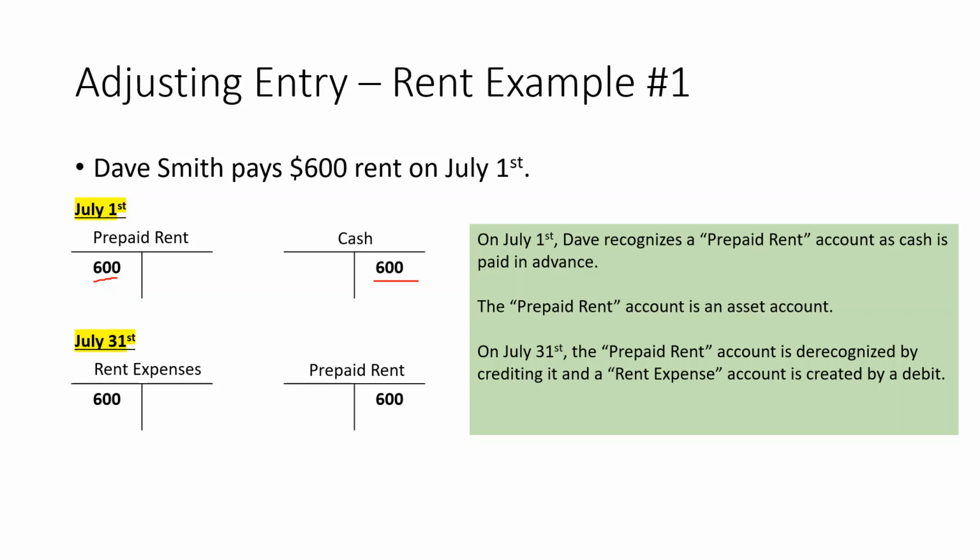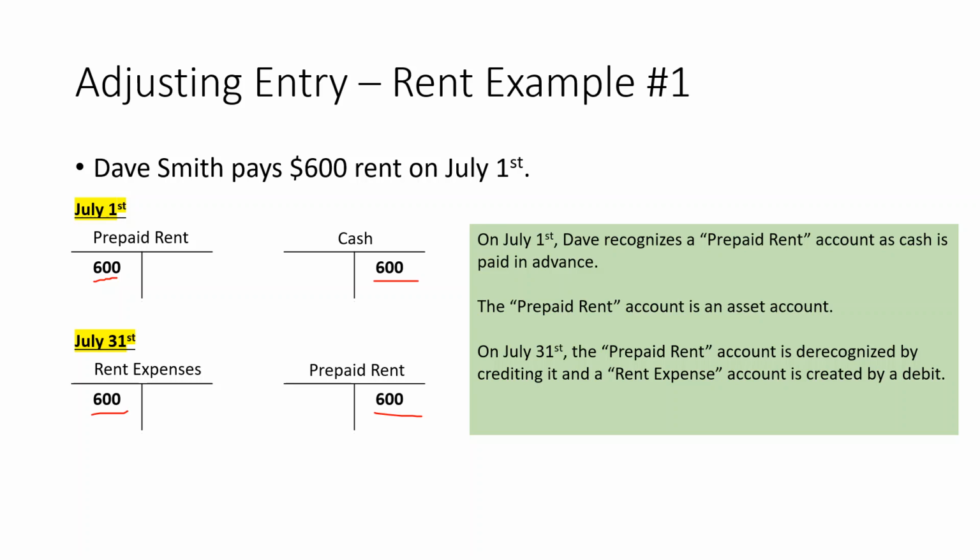On July 31st, however, he no longer has legal rights to the land. Therefore, that prepaid rent is no longer prepaid. It's been used up. So you have to de-recognize it. To decrease an asset, you credit it. But now that rent, since he's used it up, is considered an expense, so he has to debit that expense. You can think of prepaid rent as a temporary asset that later transforms into an expense. And that's exactly what happened here.